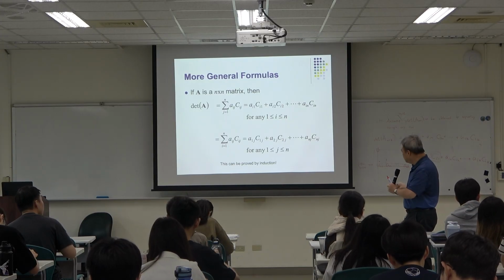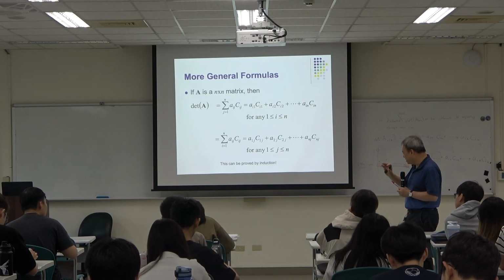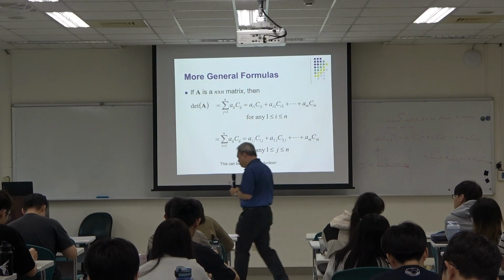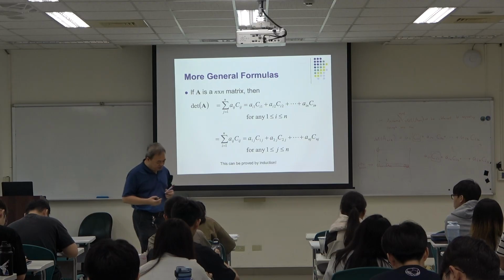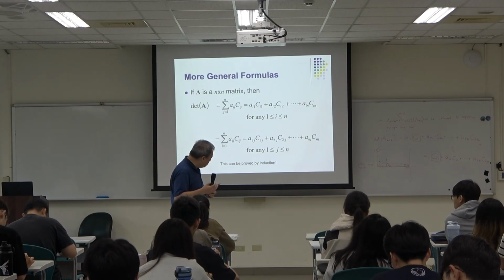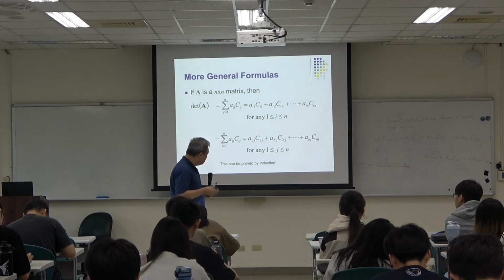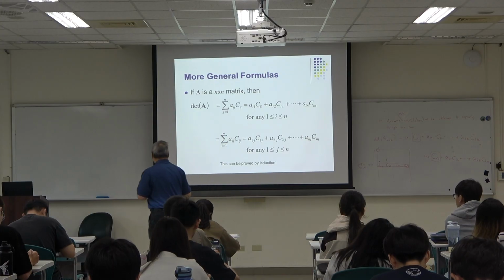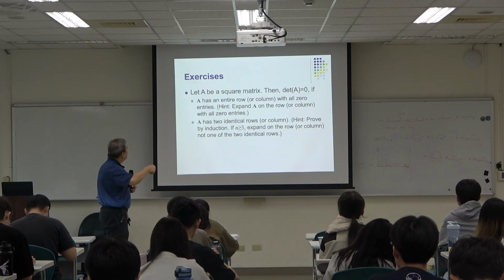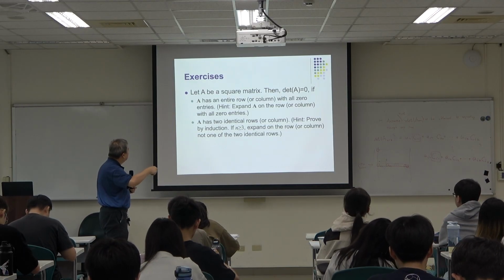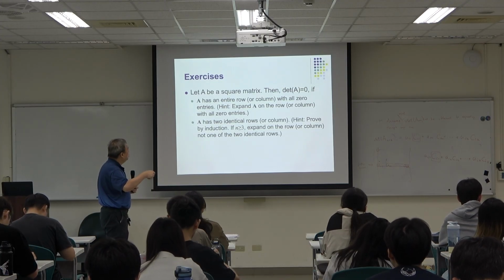If we stop here, too much time is used, which is not good. So let's assume we prove this. We already proved the determinant can be expanded through any row or any column. Then there will be a lot of consequences. Let A be a square matrix, then determinant A equals 0 if A has an entire row with all 0 entries.